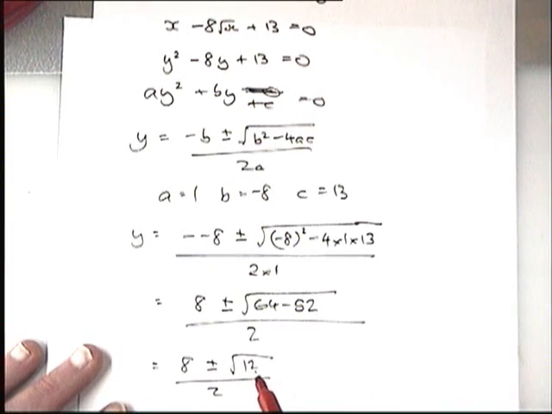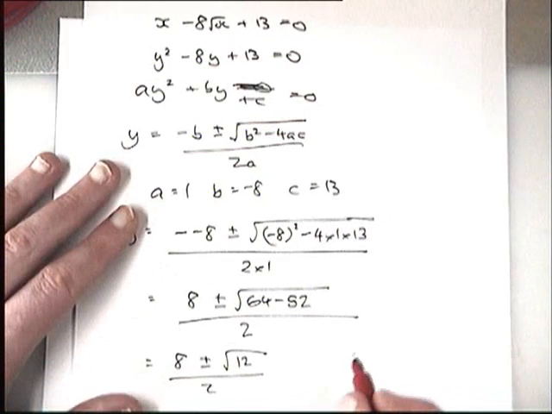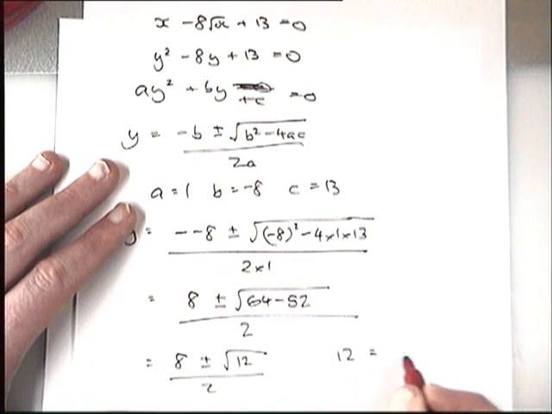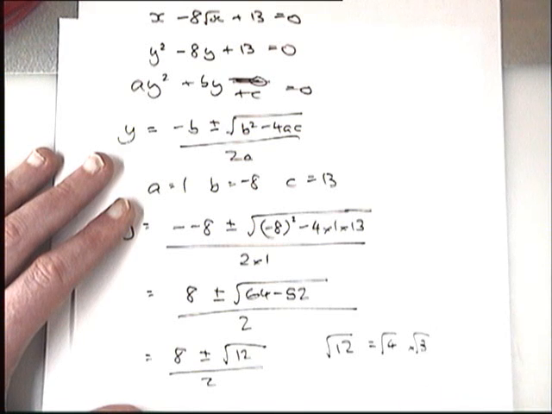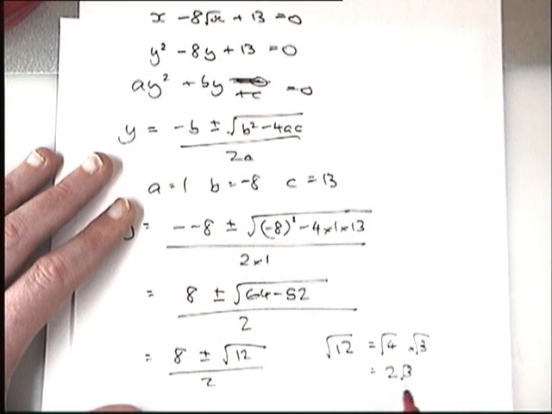Now, root 12 we can write a different way. Because 12 is 4 times 3, that means that root 12 is root 4 times root 3. And the key thing here was I spotted I could use a square number as a factor, because the square root of 4 is just 2. So the square root of 12 is the square root of 4 times the square root of 3, which I can just write down as 2 root 3.